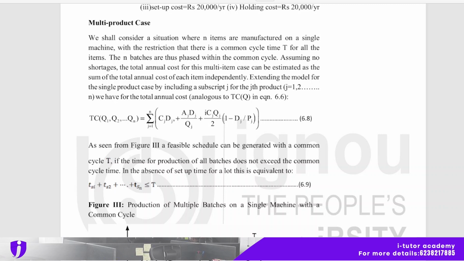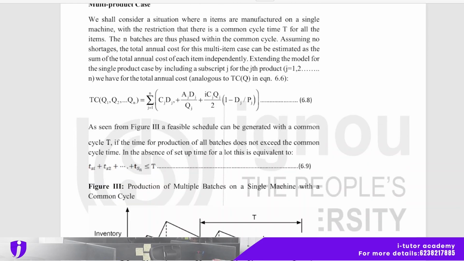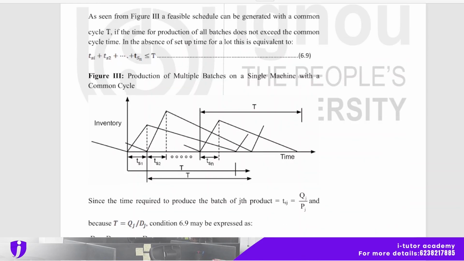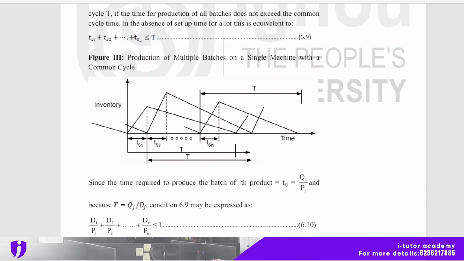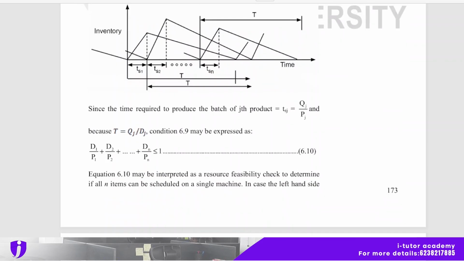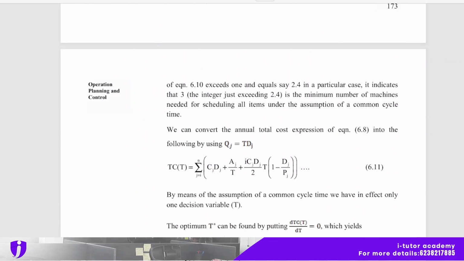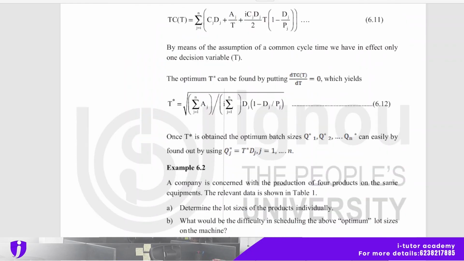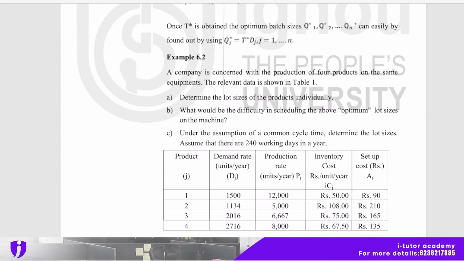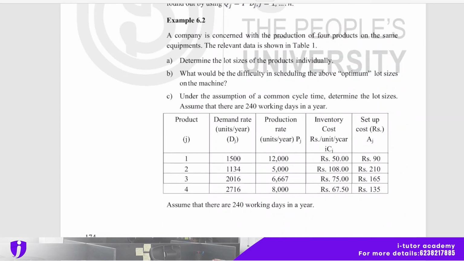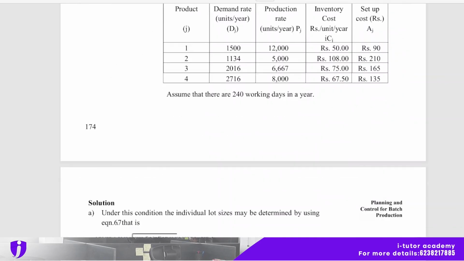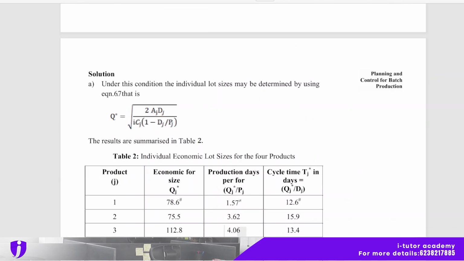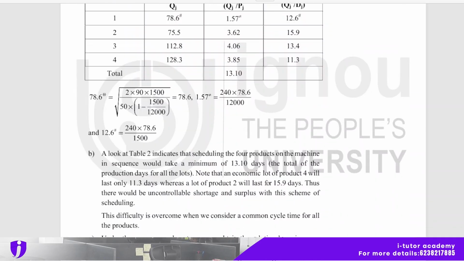And extending the model for the single product case by including a subscript j for the jth product. So the equation is also here, and figure 3 is explaining production of multiple batches on a single machine with a common cycle. Please refer to this figure and equation also here. And please refer to MMPC 009 unit 6, and example 6.2 is here. Try to analyze this, and the solution is also here for the example.